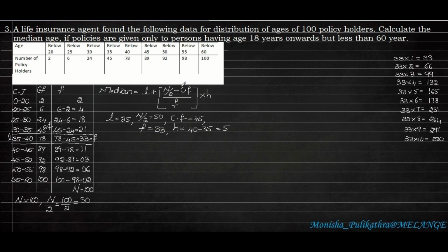Next we have to substitute all the values into the formula. That is median is equal to L is equal to 35 plus n by 2 is 50 minus CF is 45, whole divided by F is 33, into H is 5. So 35 plus 50 minus 45 is 5, divided by 33 into 5. So since it can't be cancelled, we have to multiply 5 into 5. So it will become 35 plus 5 fives are 25 by 33.